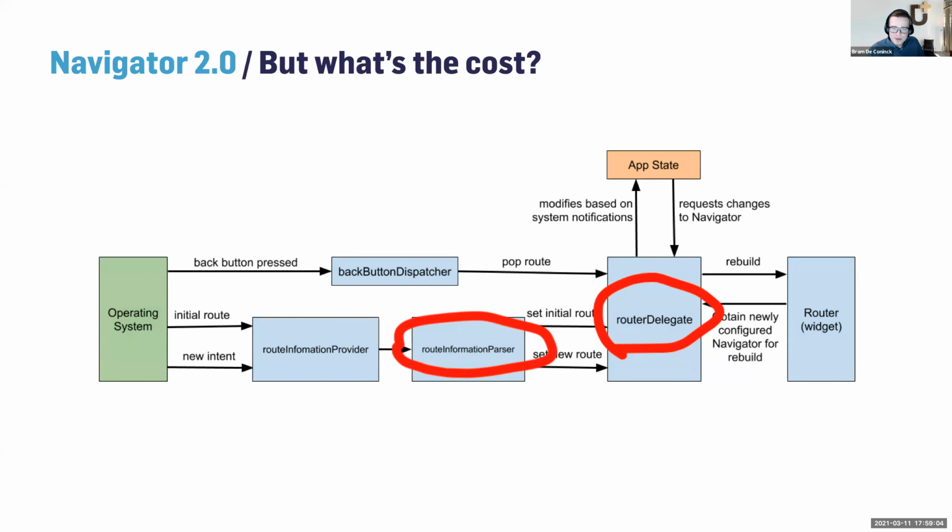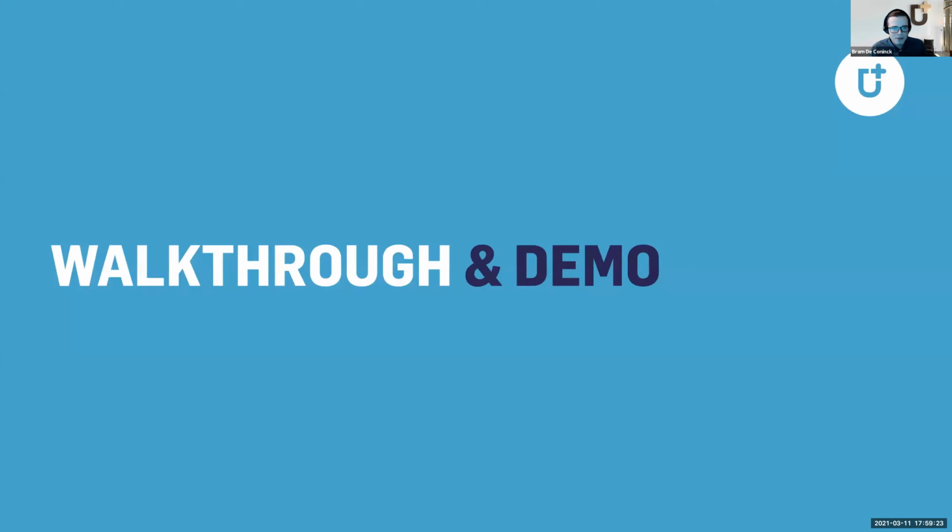The route information parser and the router delegate are the only ones of which you need to provide your own instance. You can just use the default route information provider and the default back button dispatcher. Maybe if you have something special you need to do, you might have to override them, but in the beginning, you can just use their default implementations. So I'm going to show you the code again, and then also a demo.